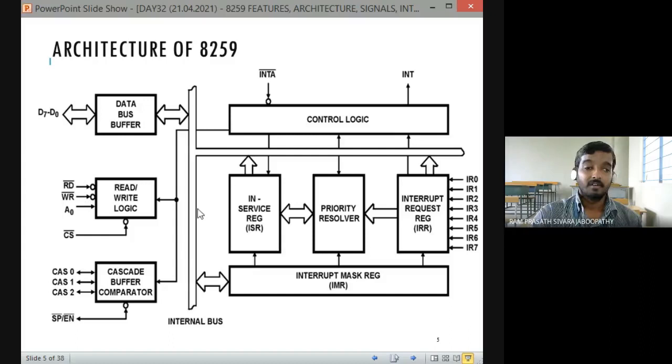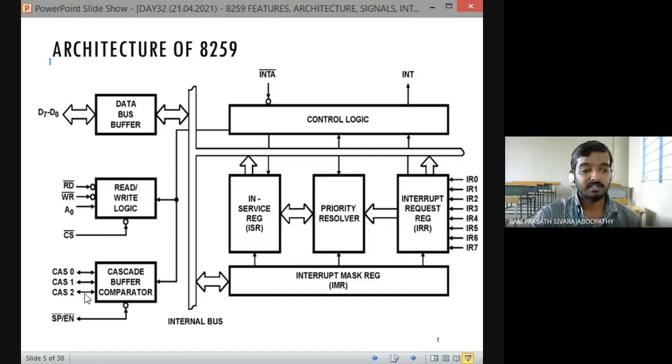Coming to this particular block, cascade buffer / comparator. I have told you we are having two modes of operation, correct? Single mode and cascade mode. Obviously, this block can be used for cascading operation. It is somewhat more complex than single mode operation. We said two modes, single mode and cascade mode, and we can concentrate on single mode.